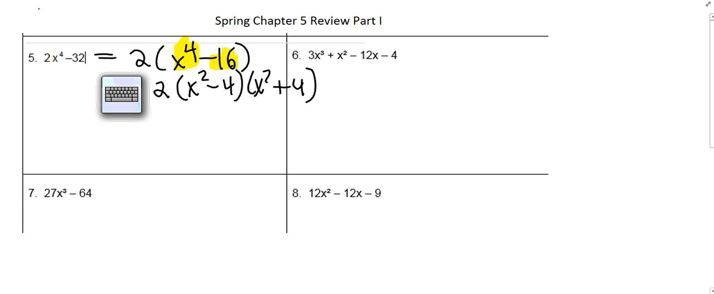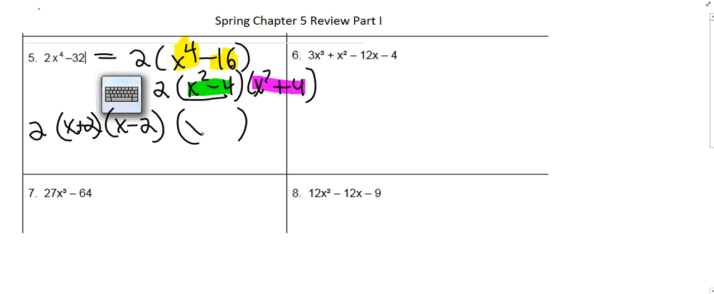Well, if we look, we see that we have a square minus a square here, and a square plus a square, and we can't break down that x squared plus 4, but we can break down the x squared minus 4 again, so we'll do that underneath here. This first quantity, x squared minus 4, is just going to be x plus 2 and x minus 2, and then we'll just rewrite that x squared plus 4 again, and that's this equation broken down.